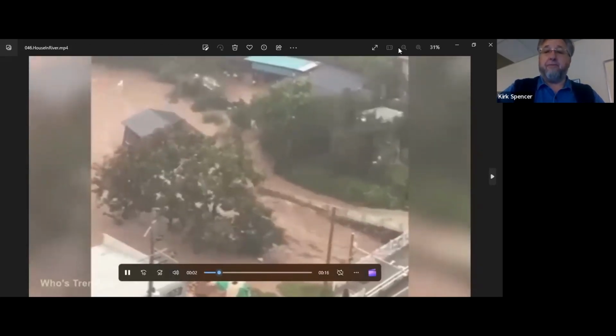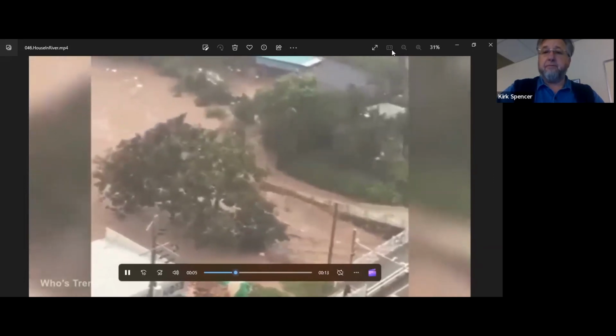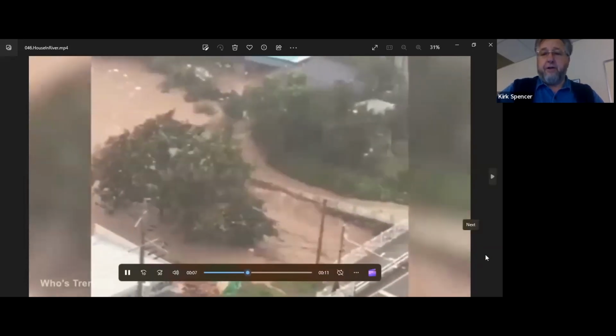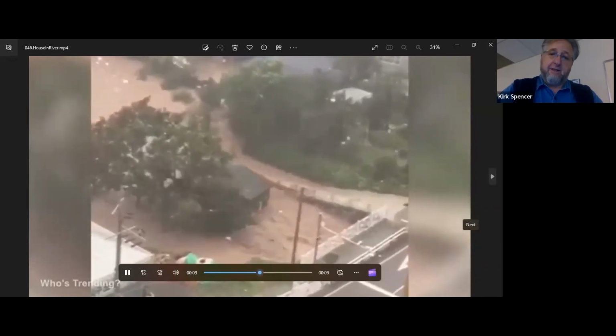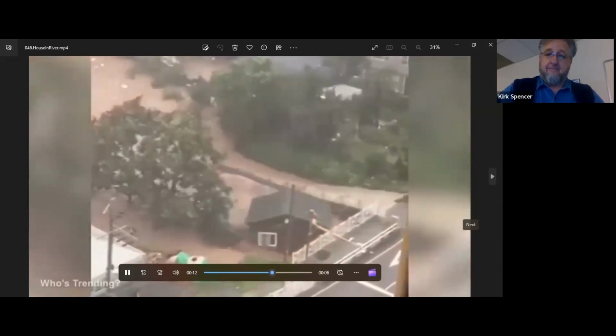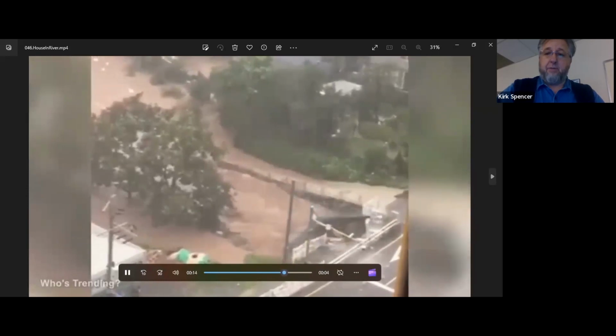Here's an example. So the house is going to hit the bridge. You think the bridge or the house is going to win? Yeah, it looks like the bridge is going to win.